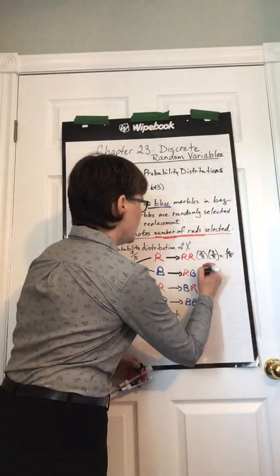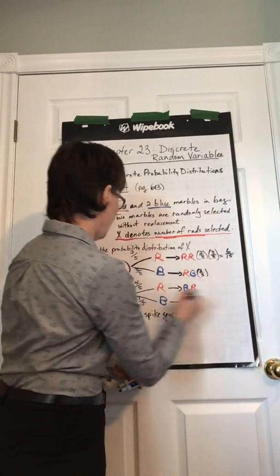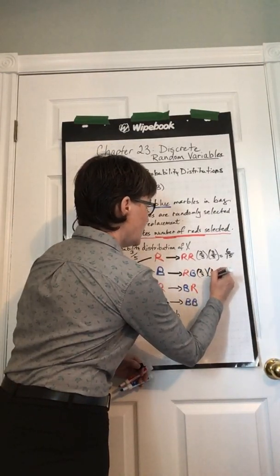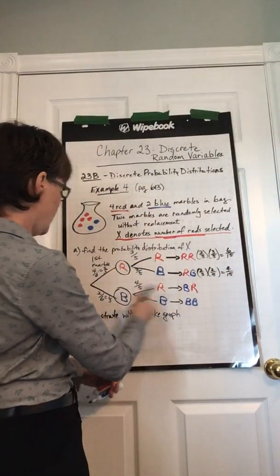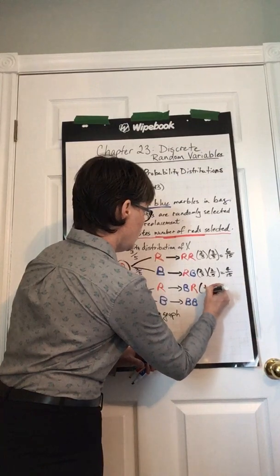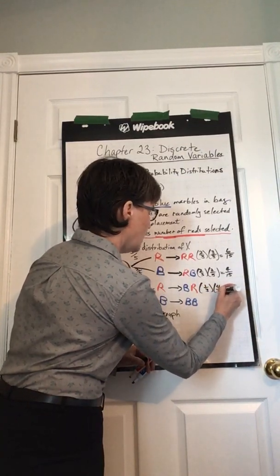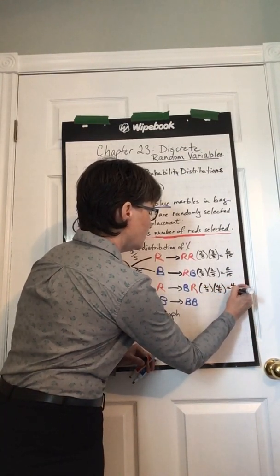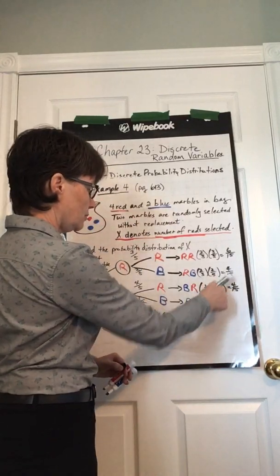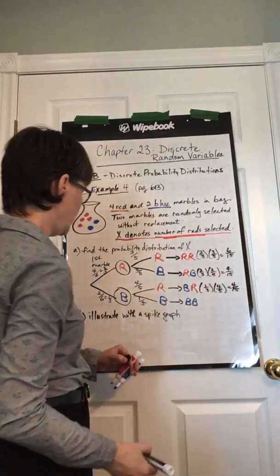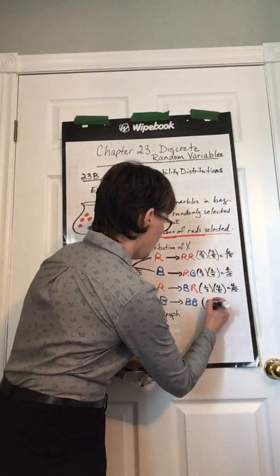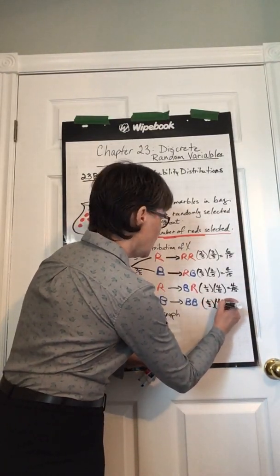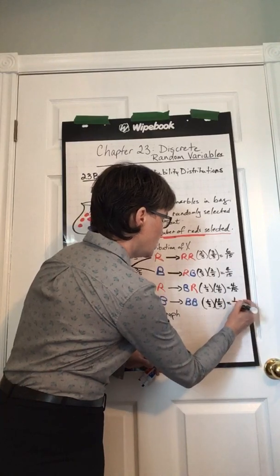This pathway, 2 out of 3 multiplied by 2 out of 5. So that's 4 out of 15. This pathway, 1 out of 3 multiplied by 4 out of 5. So 4 out of 15. Okay, makes sense because we ended up with the same thing here, same probability. And the last pathway, 1 out of 3 multiplied by 1 out of 5 is 1 out of 15.